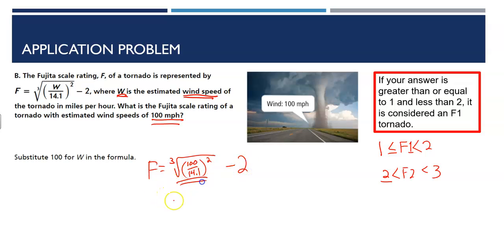Well, I would definitely use a calculator for that, and I got about 3.69, and I subtracted 2 from it, and I got 1.69. So since this falls in between 1 and 2, it's an F1 tornado. It'd be an interesting one to graph and see what that graph would look like.